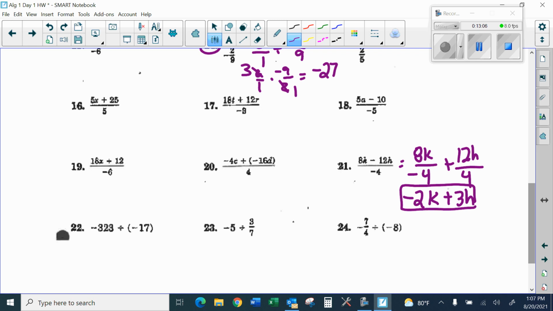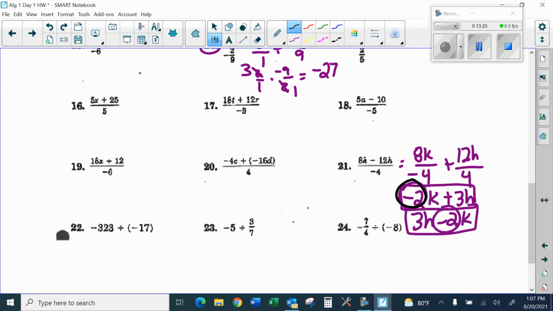I will tell you sometimes, like if you were to read off an answer key, if there's a positive and a negative like that in the answer, they'll put the positive one first. So they might rearrange it and say 3H minus 2K. You need to know those are the exact same thing because the negative 2K is still with the negative 2K right there. The signs don't change.